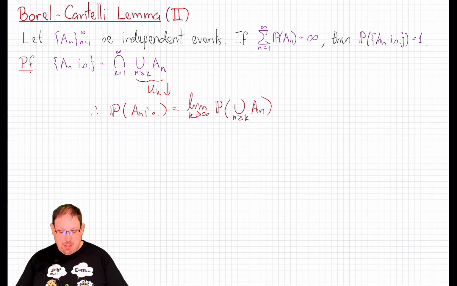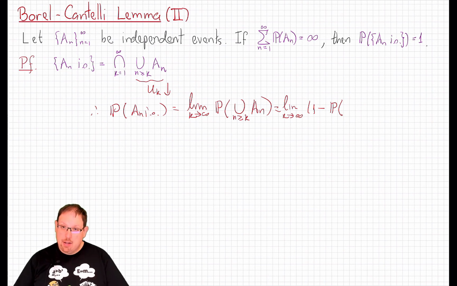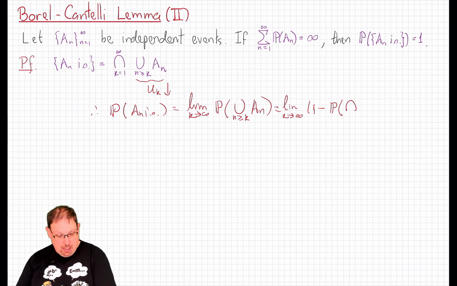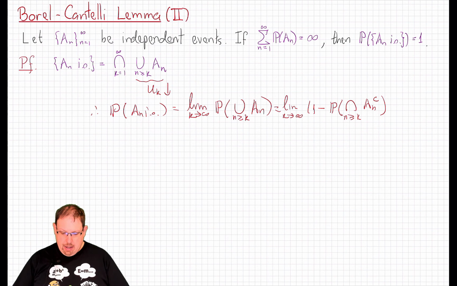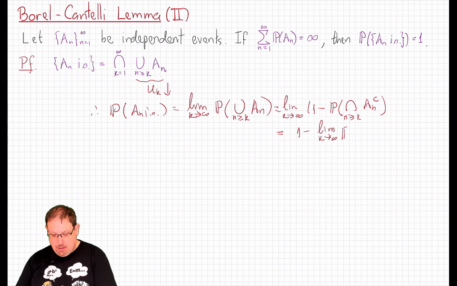Now I'm going to be sneaky and write that inside the limit as 1 minus the probability of the complement, which is the intersection of the complements. And of course, I can pass the limit through the 1, so that's 1 minus the limit as k goes to infinity of the probability of that intersection of complements.